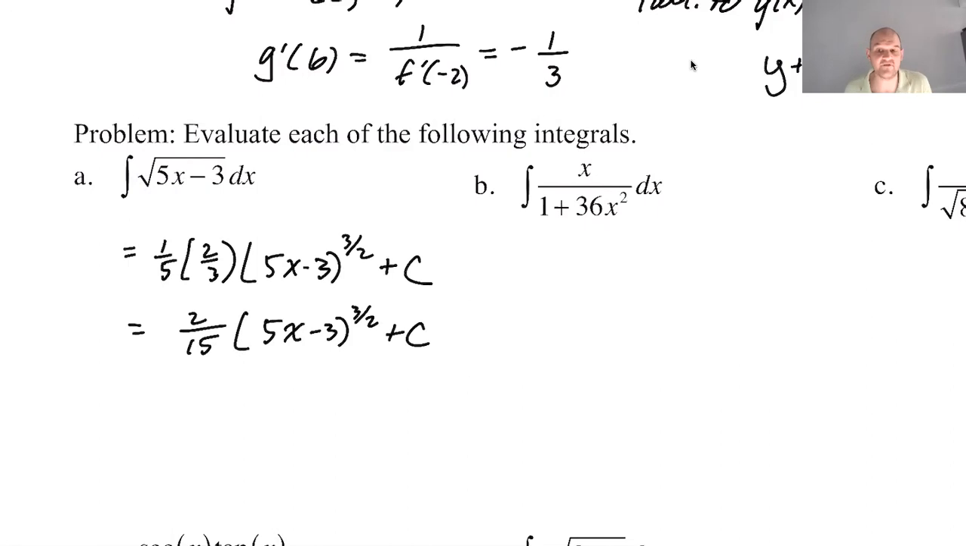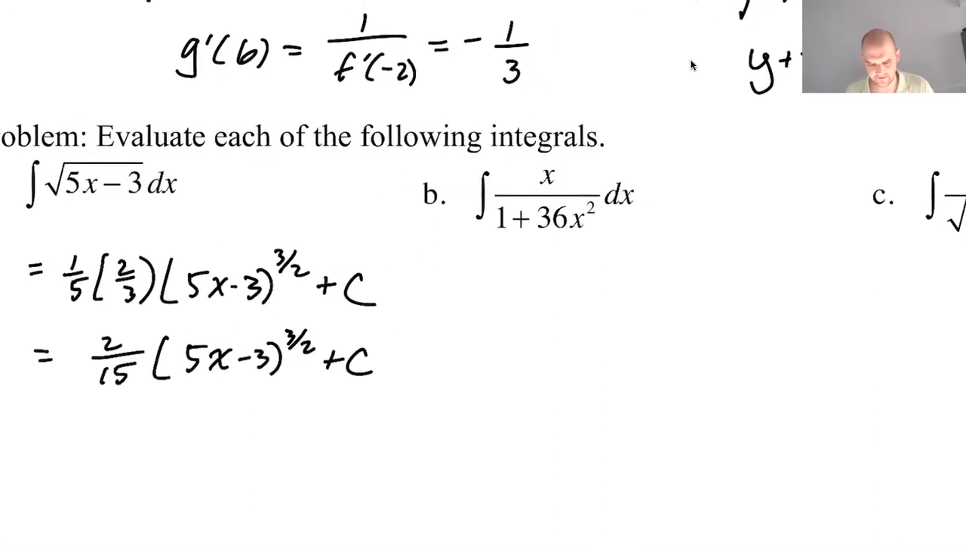You could obviously just do u substitution. u is equal to 5x minus 3. Then 1/5 du is dx. And you have 1/5 the integral of u to the 1/2 du. And then add 1, you get u to the 3/2. The reciprocal is 2/3. 1/5 times 2/3 u to the 3/2, which is exactly what we have. 1/5 times 2/3 is 2/15. So I think we got it.